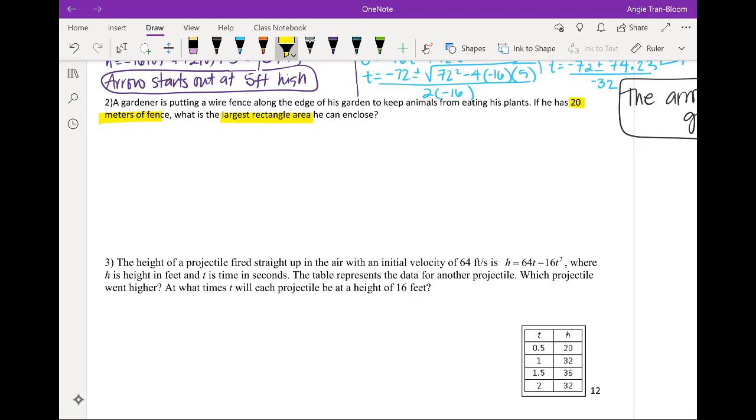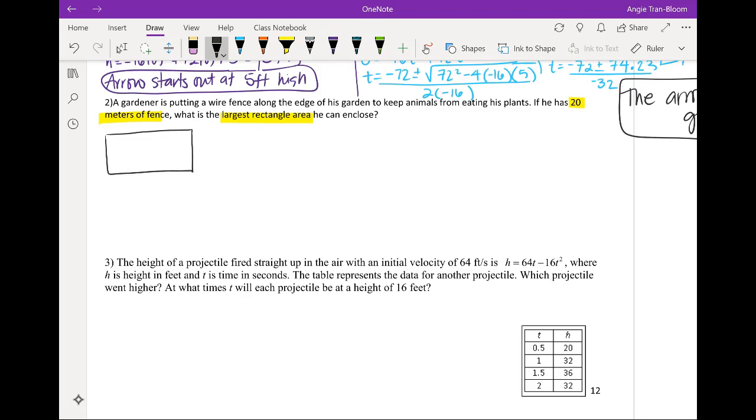Think about it in real life. What does fencing represent? Is it the perimeter? What shape are we using today? A rectangle. So we're going to draw it out. We will draw this out as a rectangle shape.